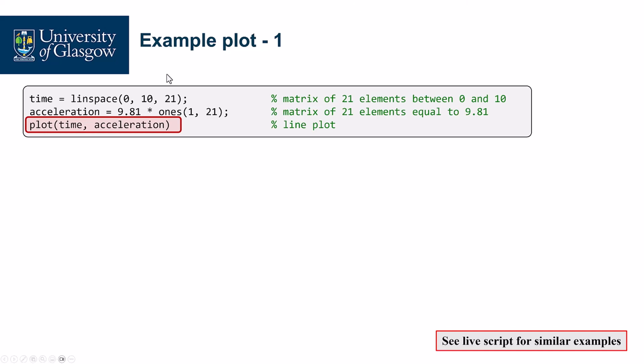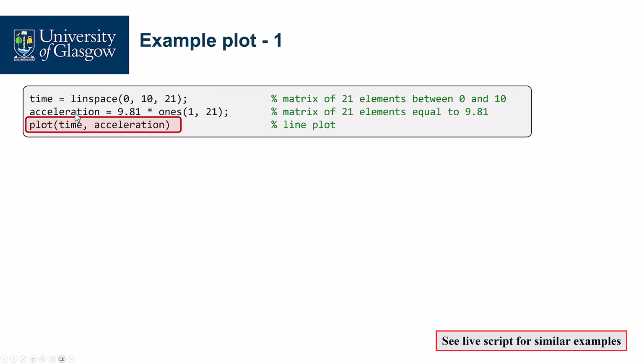Let's see how to compose the data. Time equals linspace(0, 10, 21). What does this mean? If you go back to the previous sessions, you will understand that linspace means I make a vector that starts from 0 and ends at 10, and there are 21 of them. So this generates a matrix of 21 elements between 0 and 10.